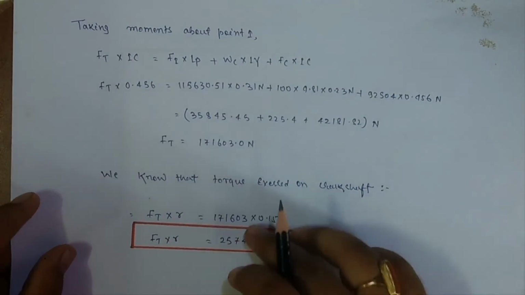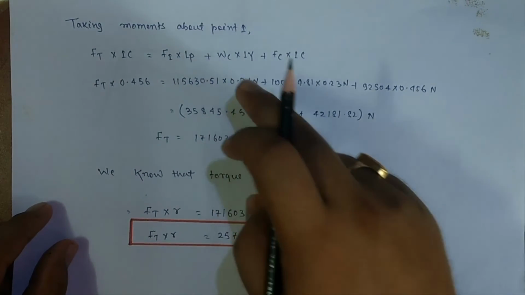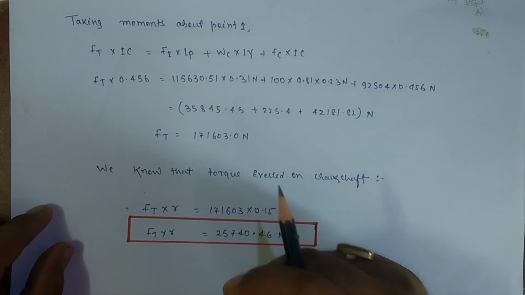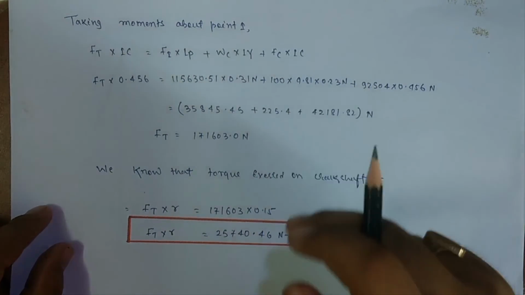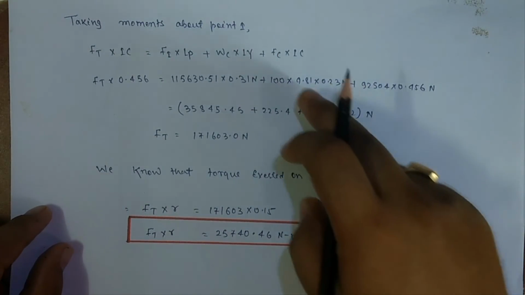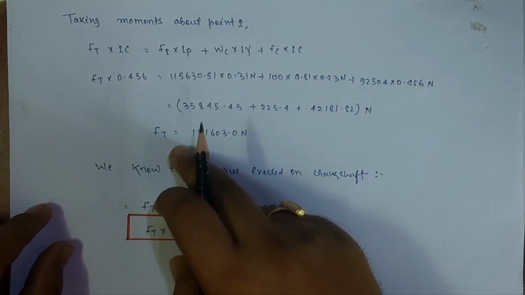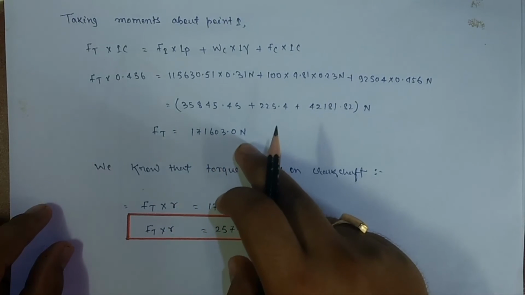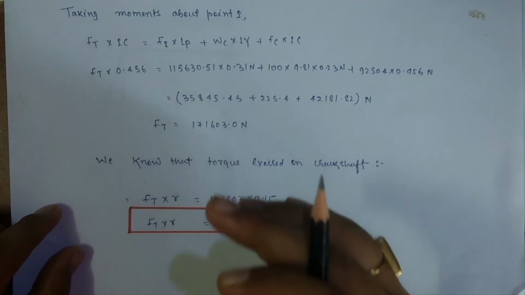So multiply it, then substitute all the values. We know the value of IC, we have just calculated. We know the value of IP, Fi, Wc. Here one precaution is taken, that we know the mass of the connecting rod. So to calculate the weight, we need to multiply the mass into 9.8, that is g value, into Iy value we know, Fc value we know, and IC value we also know. So substitute all these values, then finally we will get Ft is equal to 171603.0 Newton. Now as you know, this is our tensile force.